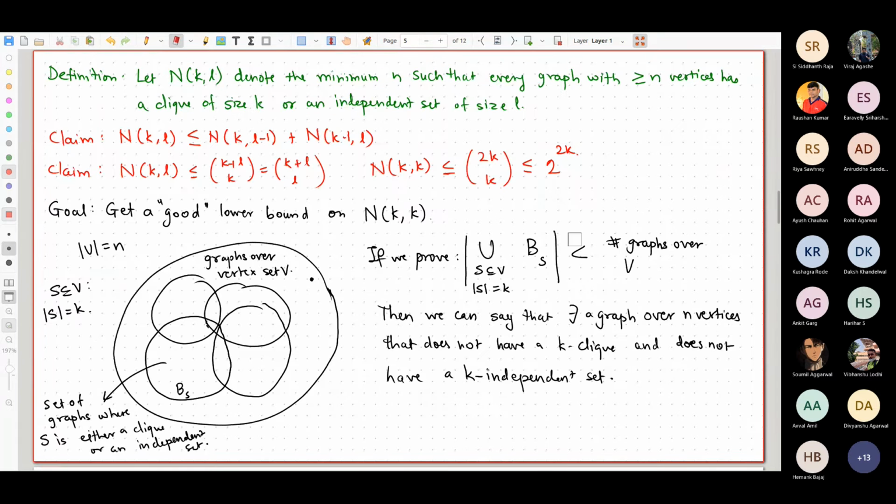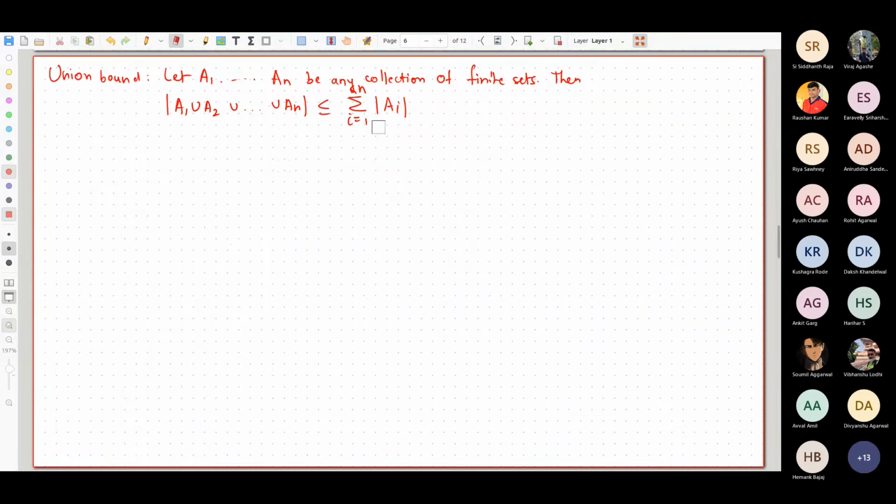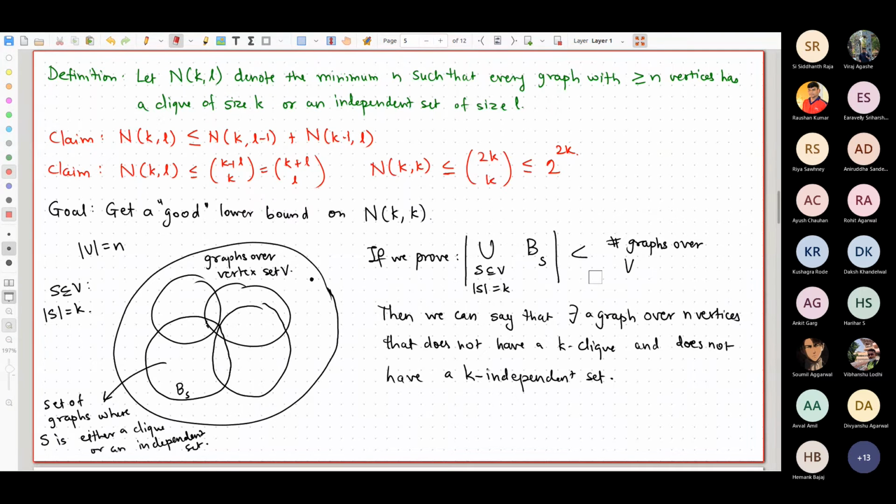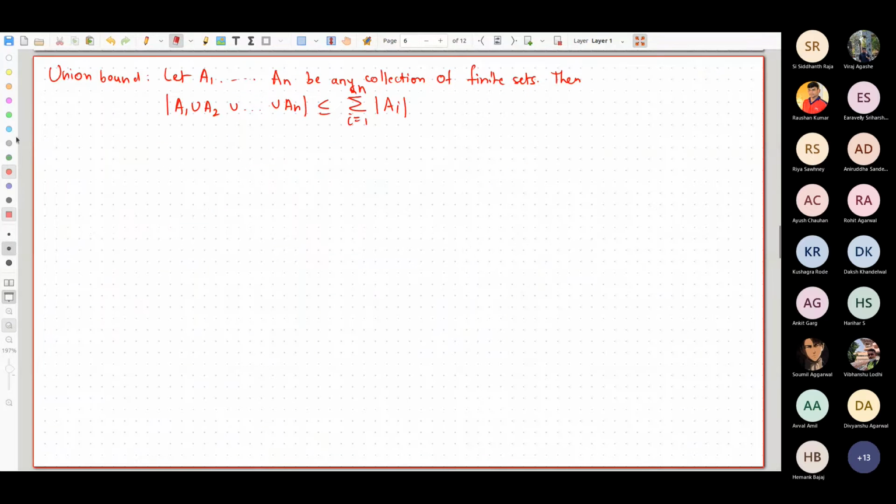So this is the way we will prove that the size of this union is less than or equal to something, and then this itself will be less than the number of graphs over the vertex set V for whatever appropriate n that we choose. And that will imply that the number n_kk is strictly more than n. Okay, so let us state this as a theorem.